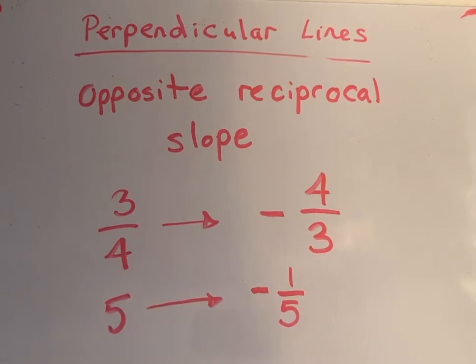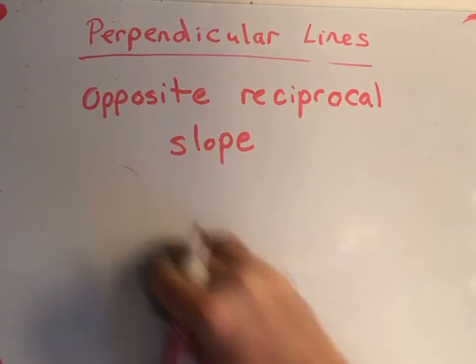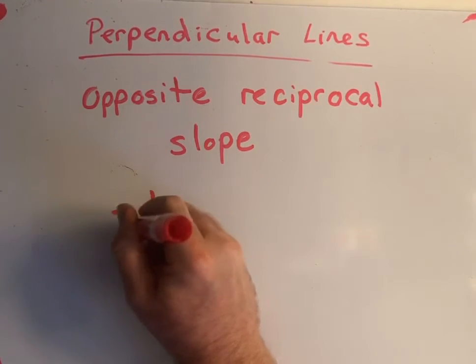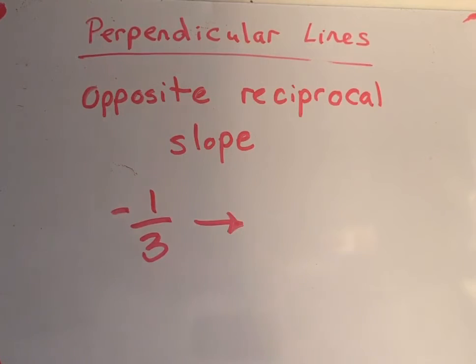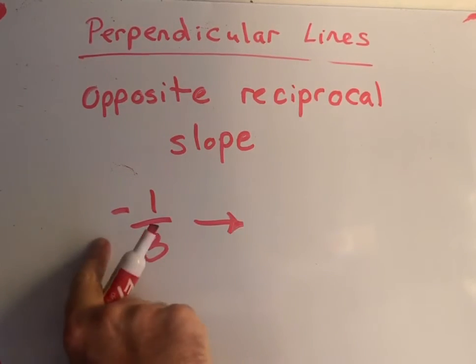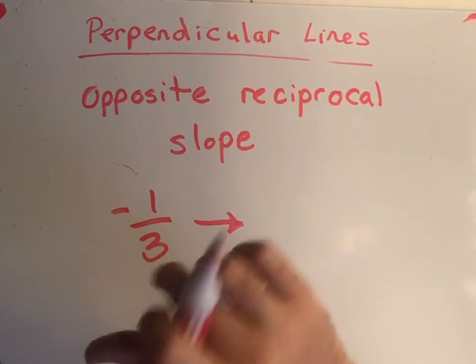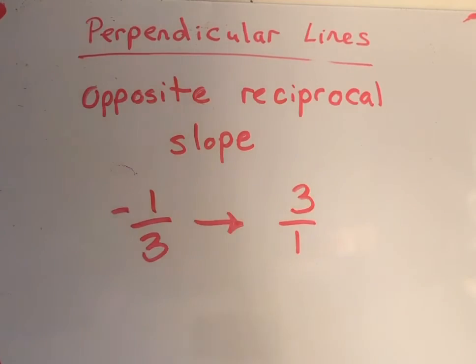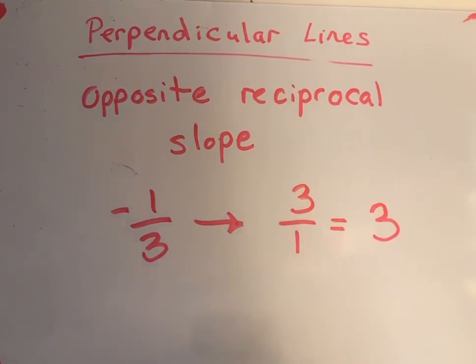All right, let's talk more about that. Let's do more opposite reciprocals. So the opposite reciprocal of -1/3. What's the opposite reciprocal of -1/3? Well, it's negative, so the opposite of it is going to be positive. And then if I flip it, it's going to be 3/1. But 3/1 is 3.